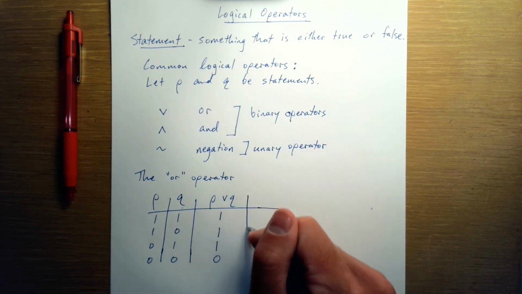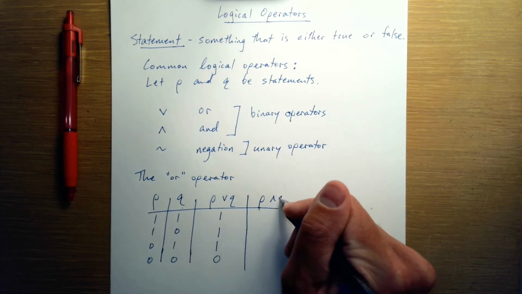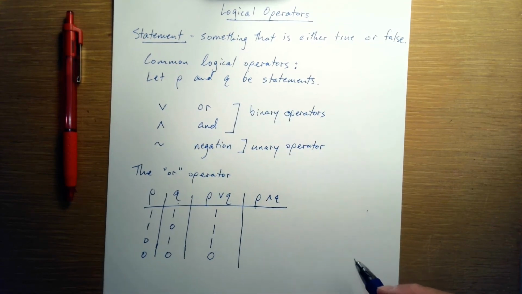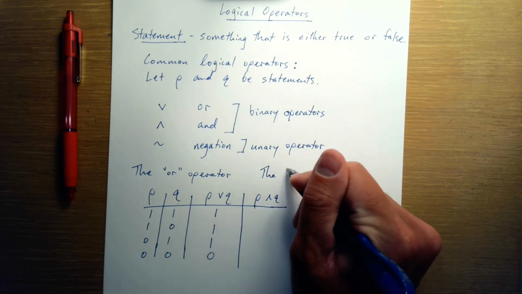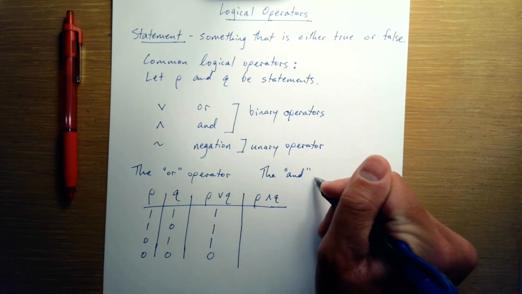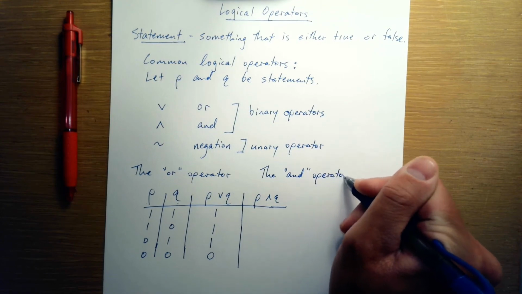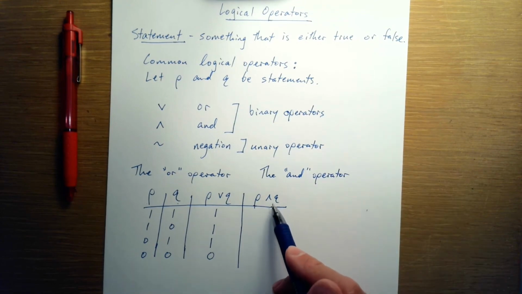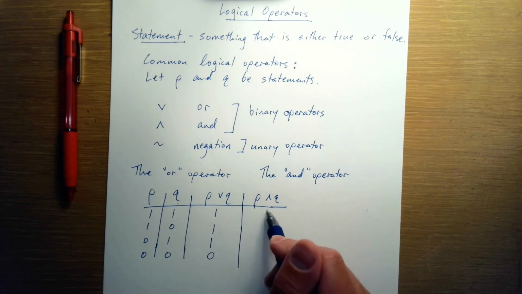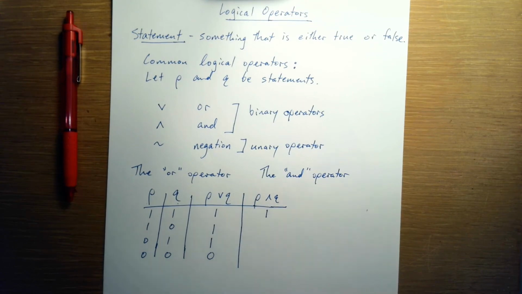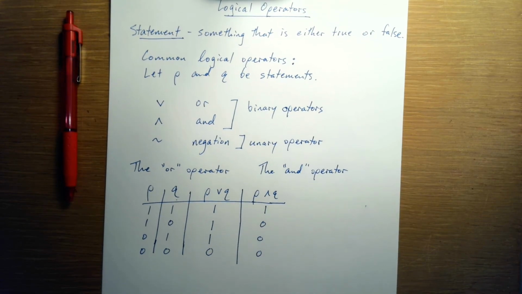So we can also just tack on the AND operator, since we already have this table made up. So here's for the AND operator. The AND operator is true exactly when both inputs are true, P and Q. And so if at least one of them fails to be true, like in these three cases, then it's false. And that defines how the AND operator behaves. So this is telling us everything we need to know about the OR operator and the AND operator.